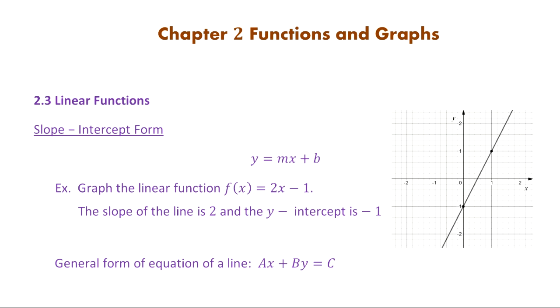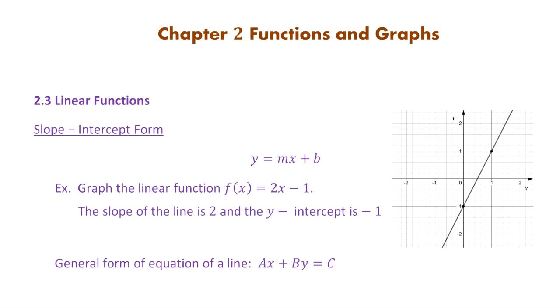The form we just had on the previous page, f(x) equal to mx plus b or y equal to mx plus b, is called the slope-intercept form because you can easily read the slope and the y-intercept from the equation itself. Okay, m and b, they are already in the equation. And you can also use the slope-intercept form to draw a line easily.